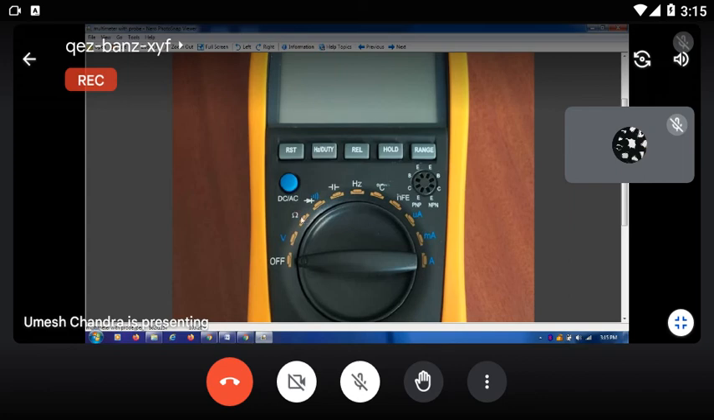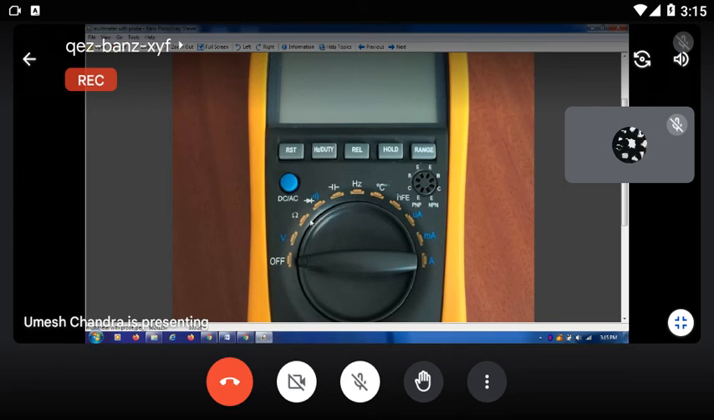Then how do you measure the AC voltage? Just press the blue button. It is already written, DC/AC. If you press this blue button, you measure the AC, otherwise you measure DC voltage. Okay. And resistance is the same.